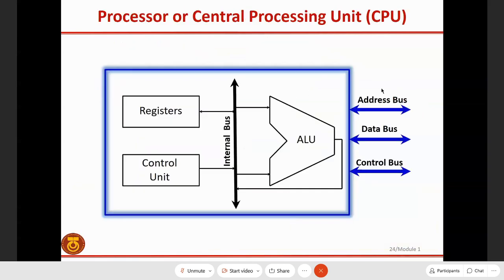So this is the basic structure of a CPU, in which you can see the registers, control unit, and ALU. These are inside the CPU. The control unit is the one that controls everything. Inside there are registers. What are registers? We'll talk about it later on. It's enough for you to understand that inside the CPU there are three things: registers, control unit, and ALU.